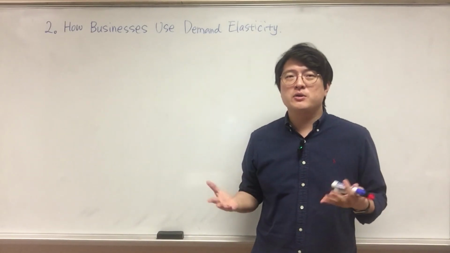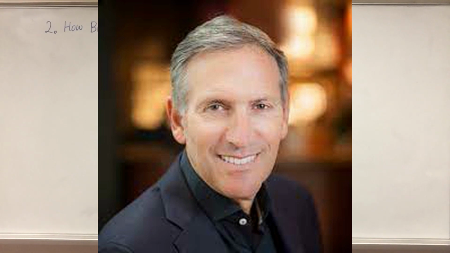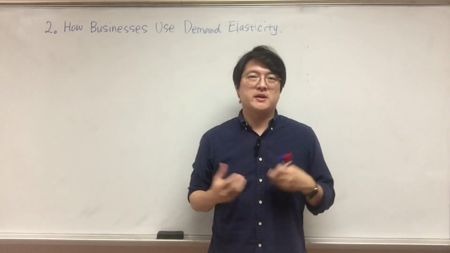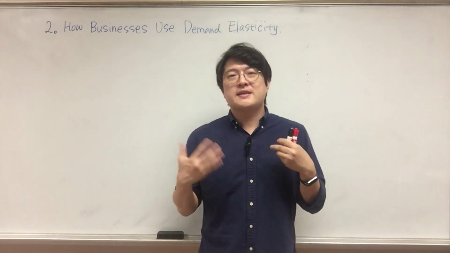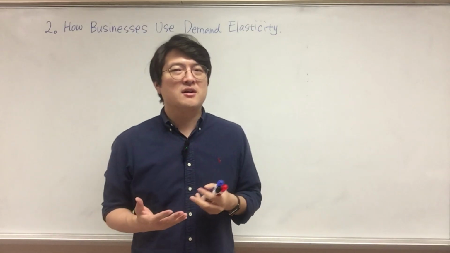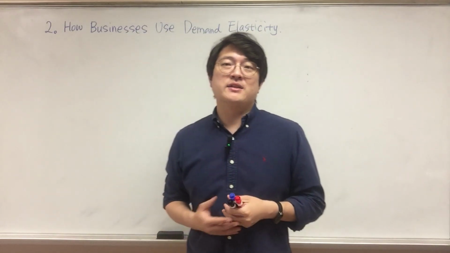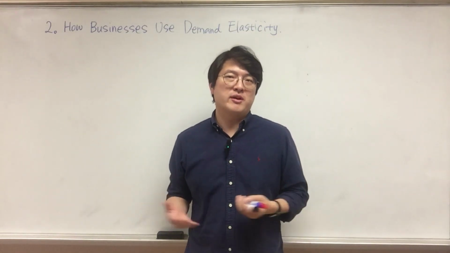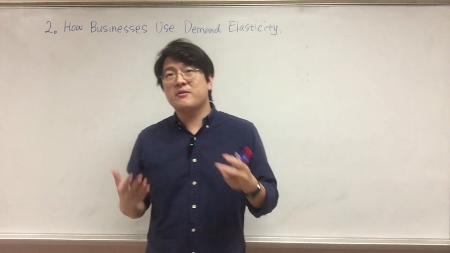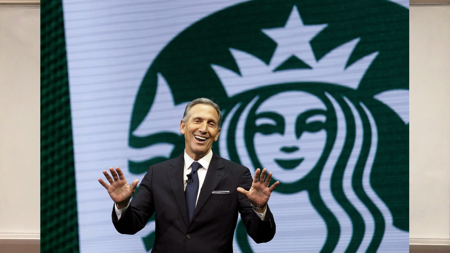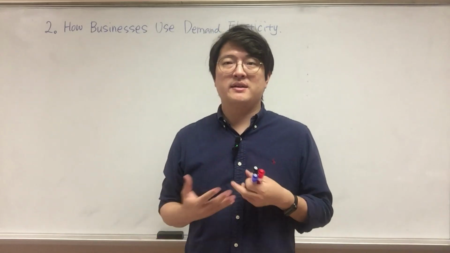Do you know Howard Schultz? This person found that coffee is elastic, because people consume coffee every day. So he opened about 6 coffee shops in Seattle and sold at a higher price. This strategy was a big success and it became the current Starbucks. This is an example of how companies use demand elasticity.